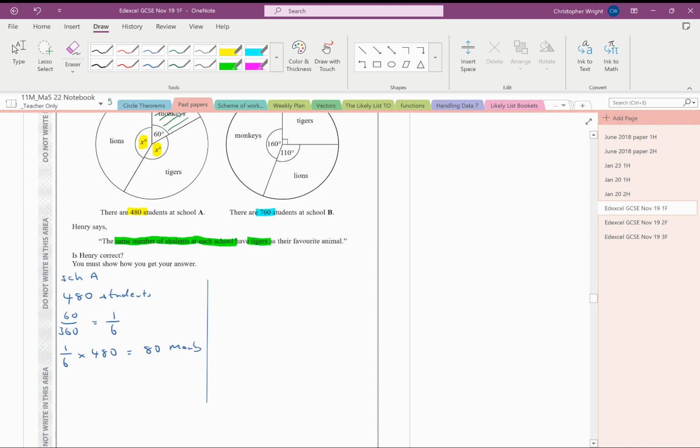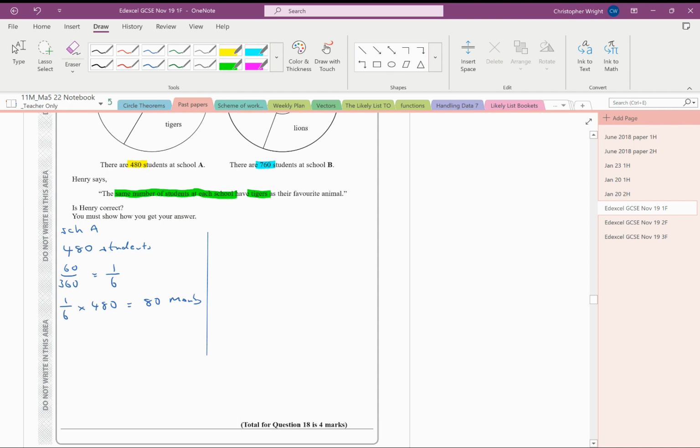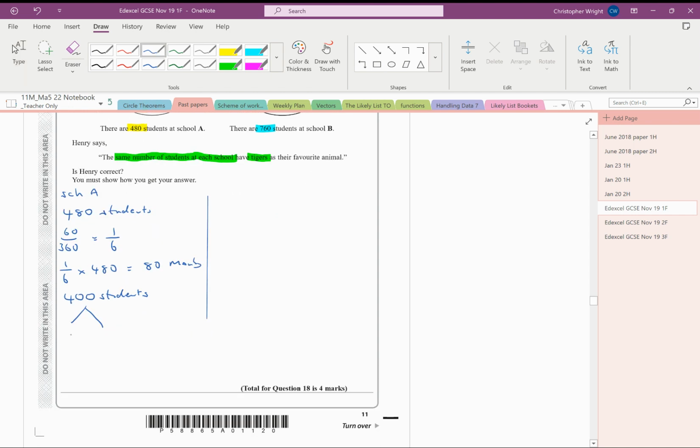So how many students are left? There were 480 students, so 400 students are left. We know that half of them like tigers and half like lions. So 200 must like tigers. So in School A, 200 like tigers.